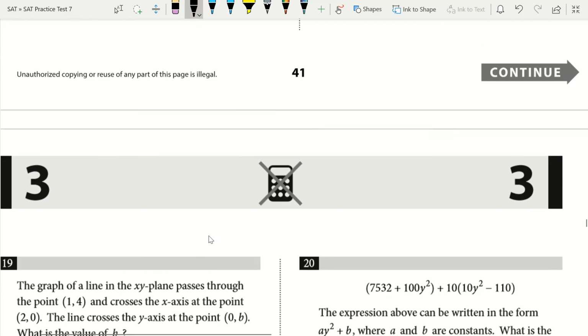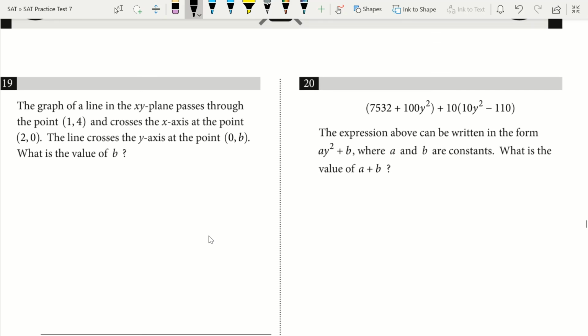Question 19. The graph of a line in the xy plane passes through point (1,4) and crosses the x-axis at (2,0). The line crosses the y-axis at point (0,b), so we're solving for the y-intercept. I go from 1 to 2, I go down 4, so if I'm going from 1 back to 0, I have to add 4, which will give me 8 as the value of b.